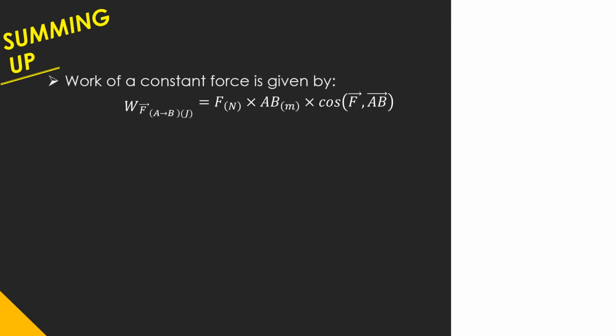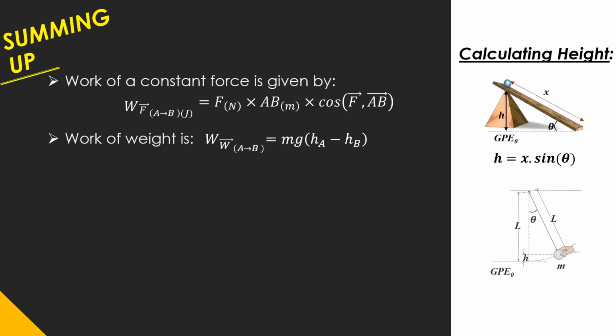Now, we have come to the end of the chapter in which we sum up everything we have seen. So first, the work of a constant force is given by this equation, F times AB times cosine. Work of weight is worth memorizing, in which we have mg times height A minus height B.